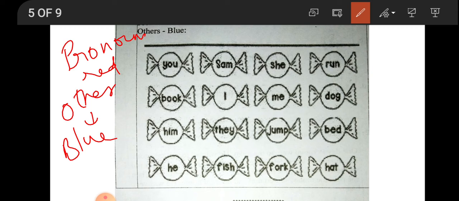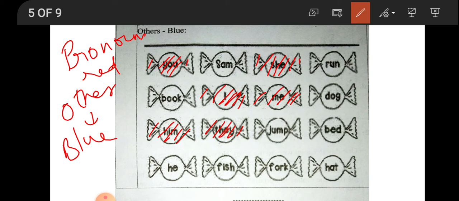Now I'll begin with red color. Yes, pronoun. Y-O-U. Yes, it's a pronoun. So we will use red color. Sam, no. She, yes, she is a pronoun, red color. Run, no, it's an action word. Next line, book, it's a noun, no. I, yes, it's a pronoun, beta. Okay, me, yes, it's a pronoun. Dog, no, it's a noun. Him, yes, pronoun. They, yes, pronoun.